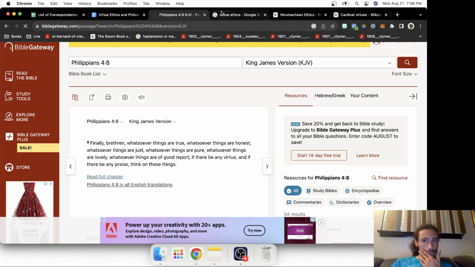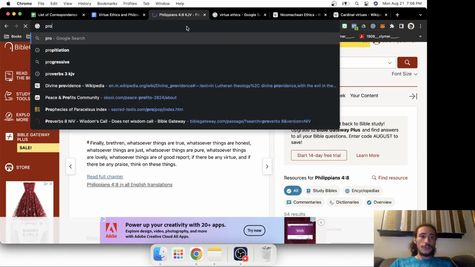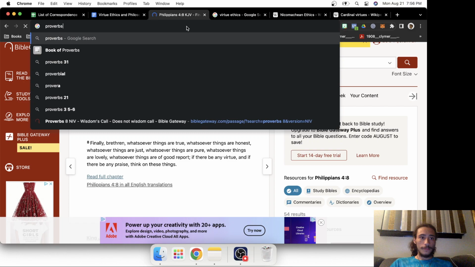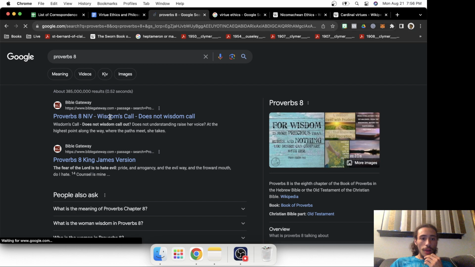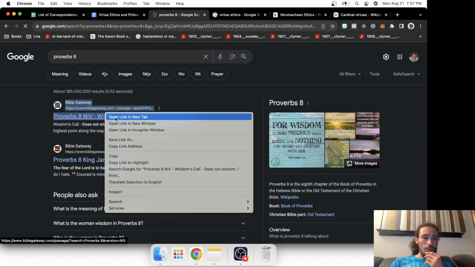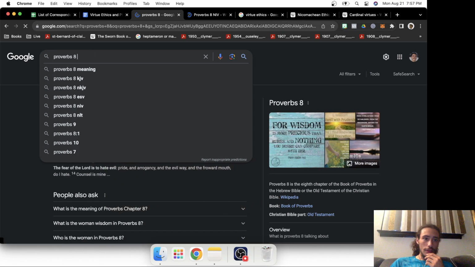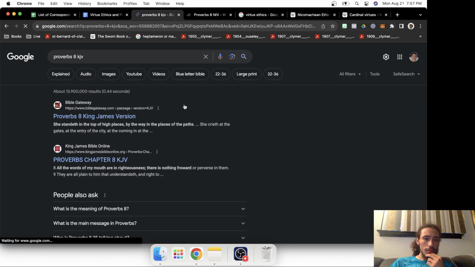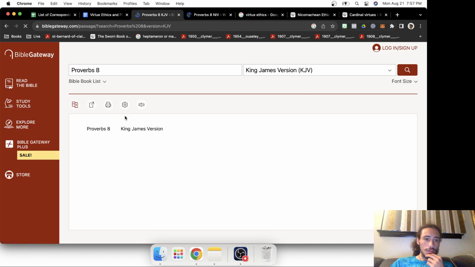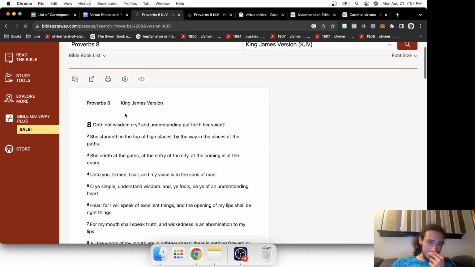Virtue, wisdom, all of this stuff is so interconnected. So if we go to Proverbs 8 here, I really love this. This is the one that I was looking for the other day, but I was not able to find it right away. Let's see how NIV versus KJV looks and which one I like better. All right, I'm going to do NIV.